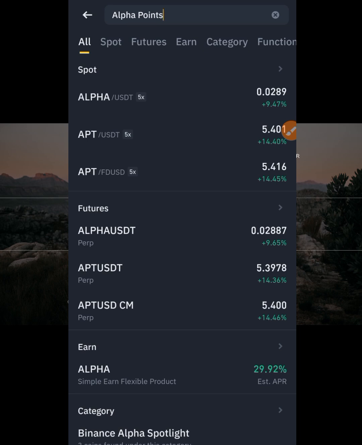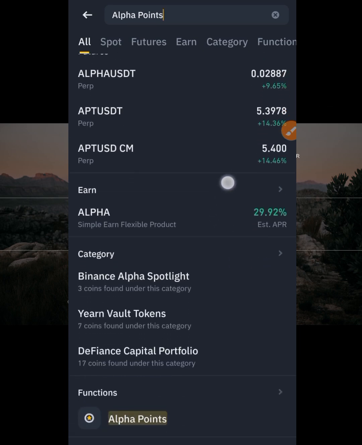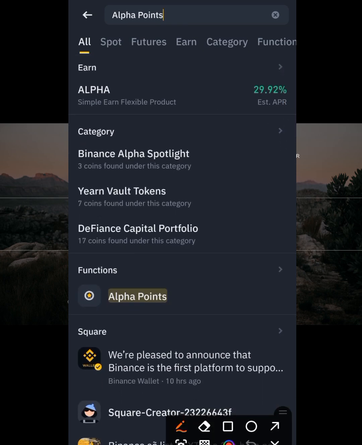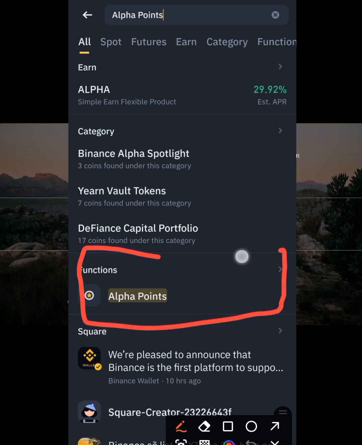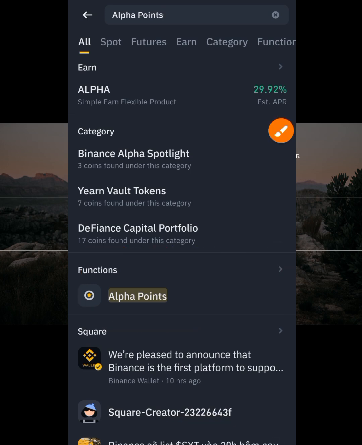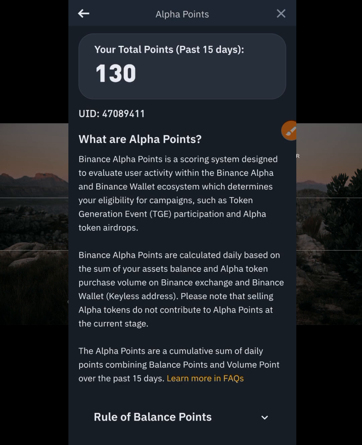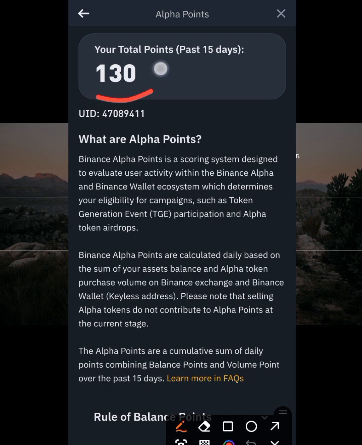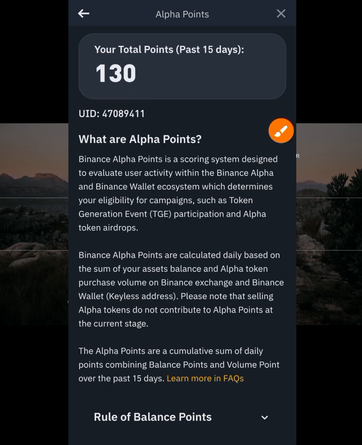When you search, scroll, and you will see this one that says function. This is where you're going to see your points. Please make sure you're using a VPN, because without a VPN it might not show you your points if you already have some. As you can see now, I have around 130 points already.